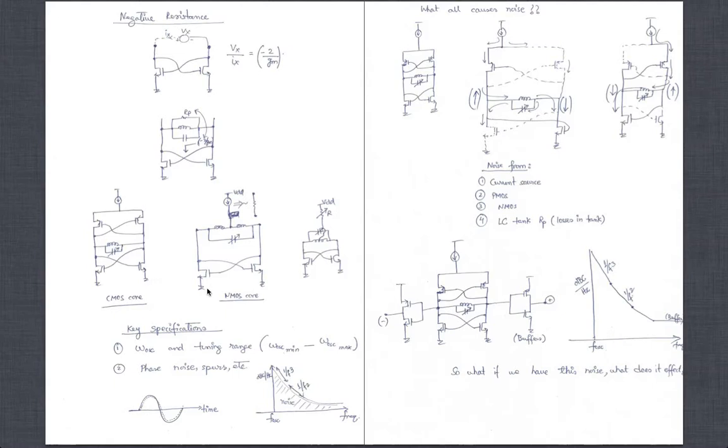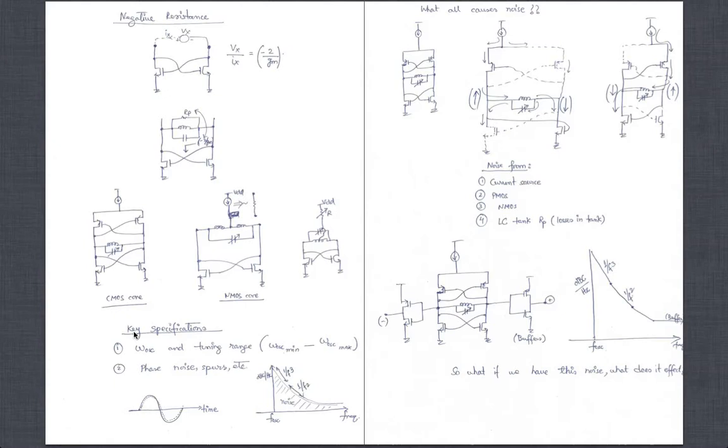Okay, so these are some of the simple VCO architectures which you might have already seen, and I'm just trying to repeat them here while going to what is key. You learn all this in the textbook, but what else is important which may not be in those textbooks? So what are the key specifications?